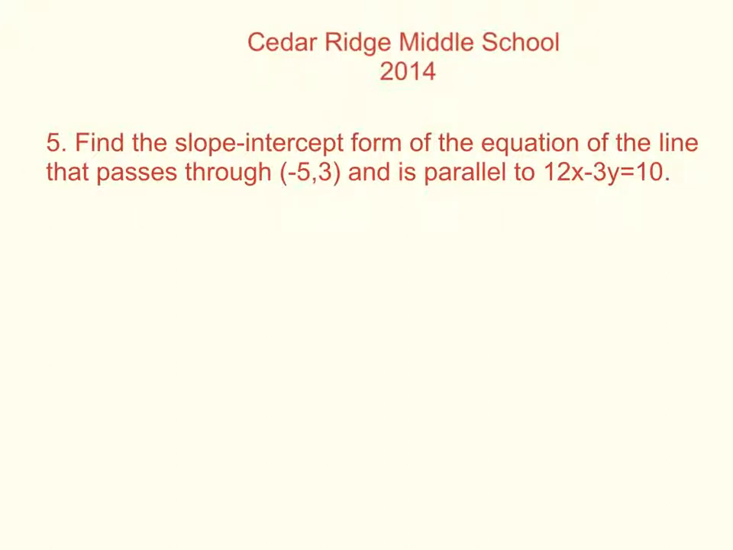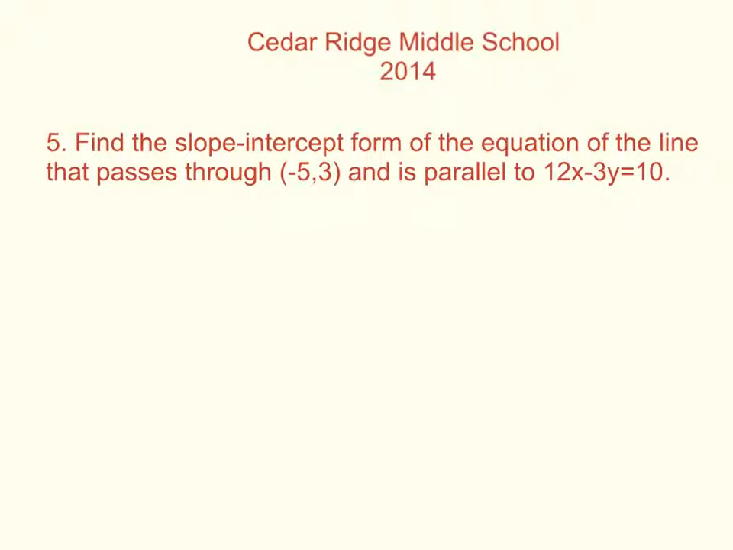Okay, we are working number 5 of the 2014 Cedar Ridge Middle School test. It says find the slope-intercept form of the equation of the line that passes through -5, 3. That means this line goes through this point and is parallel to this other line, 12x minus 3y equals 10. So we're going to start with this equation. We need the slope of this equation.